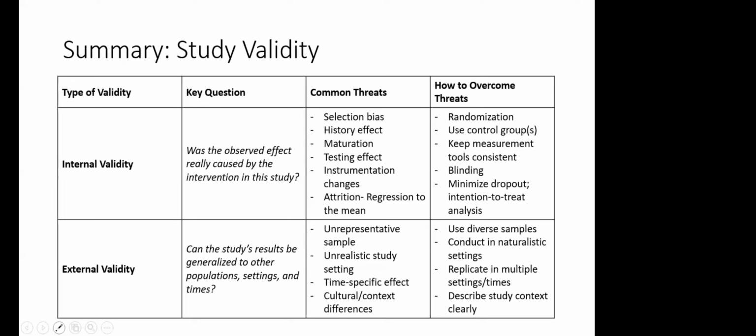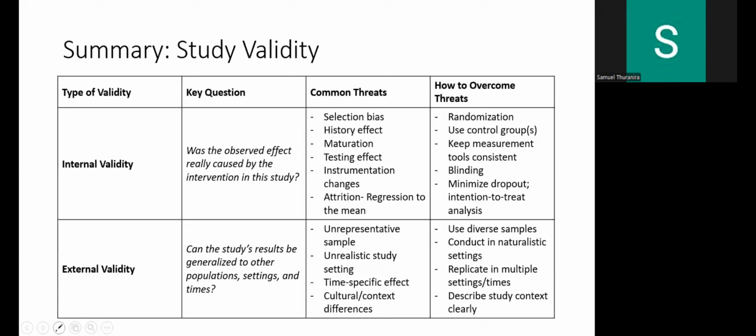And finally, we could have attrition or regression to the mean. Attrition is loss of participants over time, which can result in bias if dropouts differ significantly from those who remain. And regression to the mean occurs when extreme values tend to move closer to the average on subsequent measurements. We can reduce this by minimizing dropouts with follow-up reminders and incentives, and using intention-to-treat analysis.